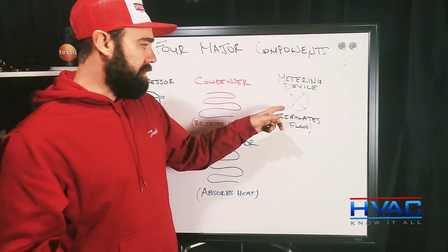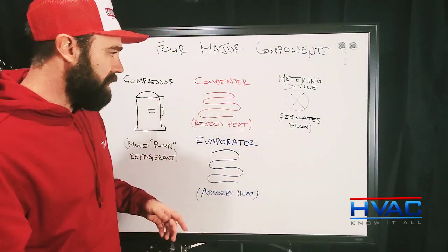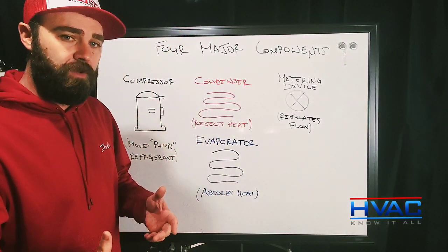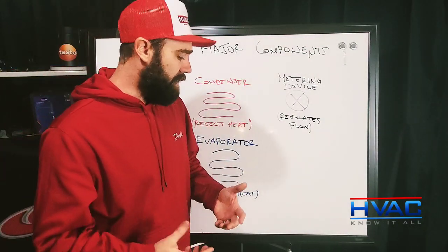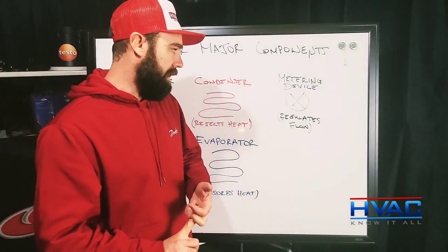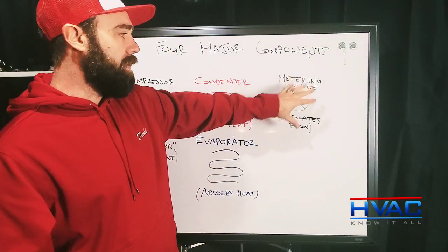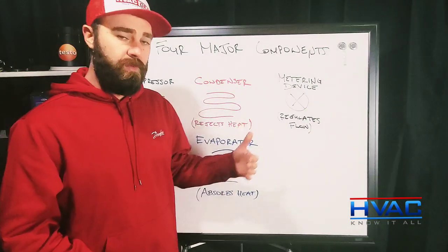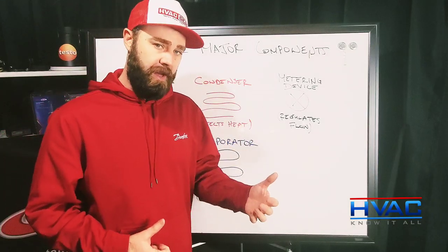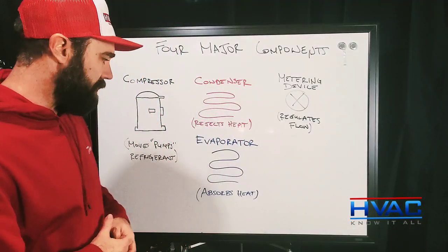The metering device, there's all different kinds of metering devices. There's cap tubes or capillary tube, depending on where you live is how you say it. TX valves, automatic expansion valves. All we need to know right now about the metering device is it regulates refrigerant flow from one side of the system to the other side of the system. And we'll get into that when I draw the cycle up.